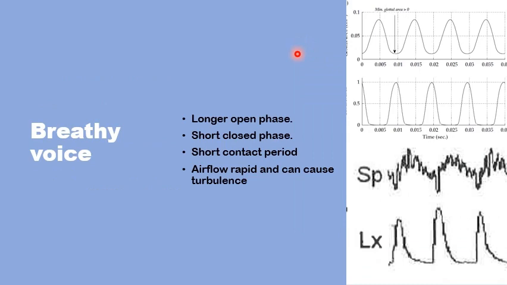On the other hand, if the glottis remains open during most of the vibratory cycle, or if the vocal folds don't meet well in the midline, there may be a non-zero level for the glottic area during the vibratory cycle. This would lead to a short closed phase, a short contact period, and a longer open phase. The air would be escaping more during the vibratory cycle, and the airflow can be rapid and cause turbulence.